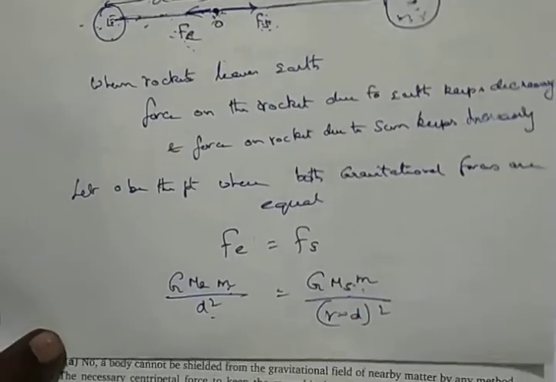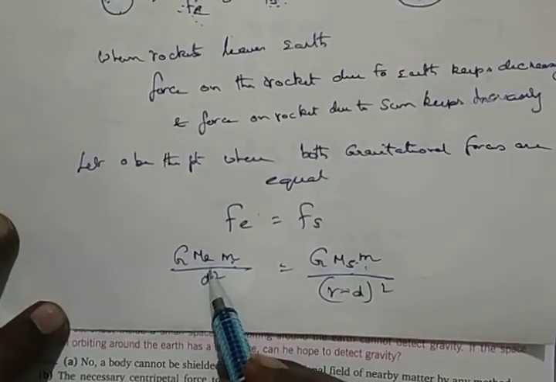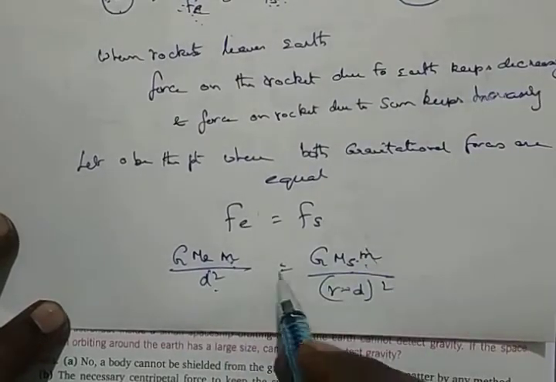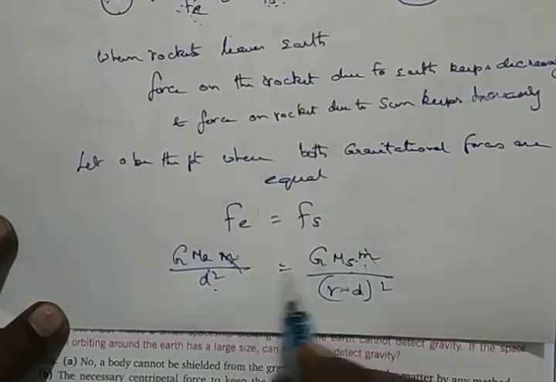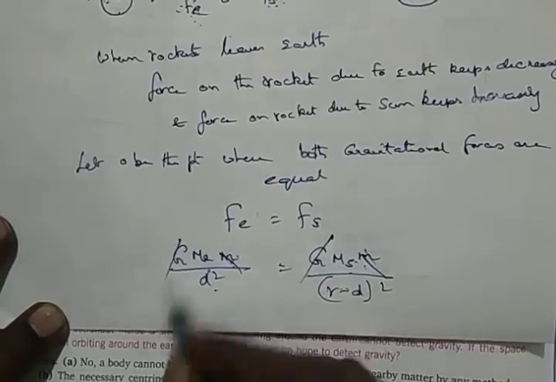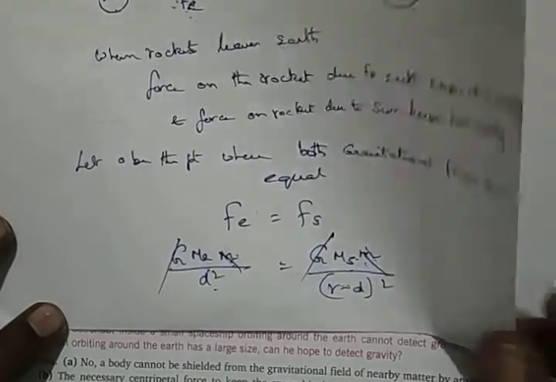So you have to equate them. Now what you need to do is cancel these masses. These two are cancelled, G got cancelled. So what is the next part of it?